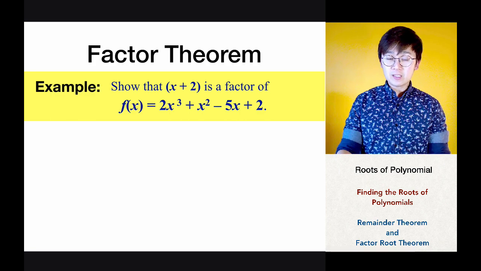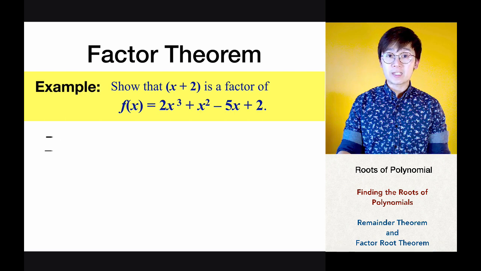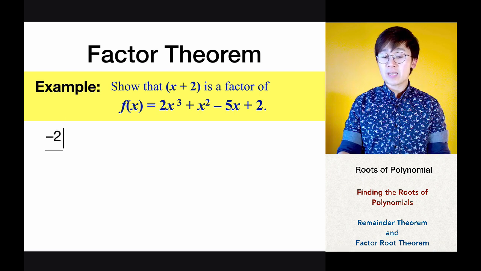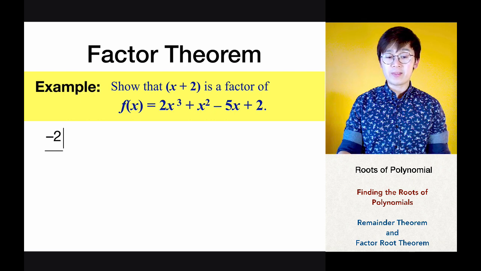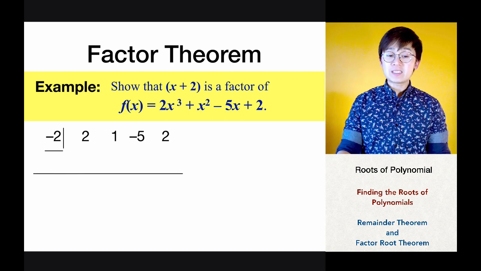By using synthetic division, if we equate x plus 2 to 0, we'll get x equal to negative 2. So we will use x equal to negative 2 as our divisor, which is the root of the polynomial that we are working on right now, and check if the remainder is equal to 0 when we divide. Using the coefficients 2, 1, negative 5, and 2 for our f of x, let's verify if we'll have a remainder of 0 after using synthetic division.